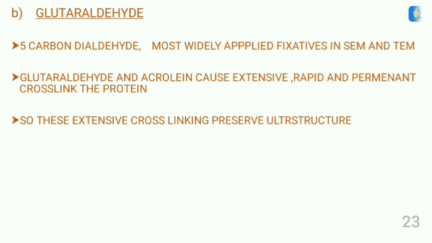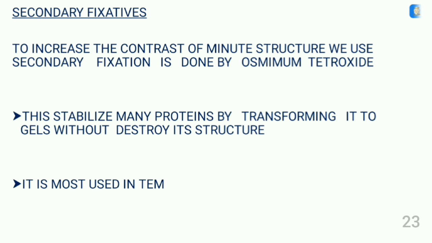Next is glutaraldehyde. It is a 5-carbon dialdehyde, most widely applied as a fixative in SEM and TEM. Glutaraldehyde and acrolein cause extensive, rapid and permanent cross-linking of proteins. There are 2 aldehyde groups, one on each end of the molecule. The unreacted aldehyde group is cross-linked with the protein. This extensive cross-linking preserves the ultrastructure.